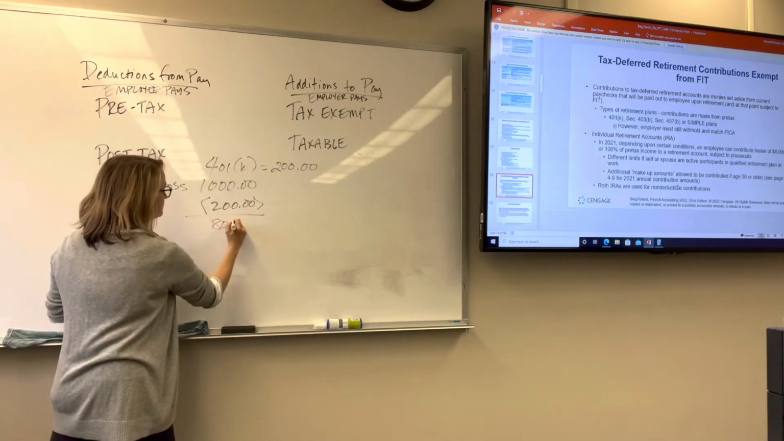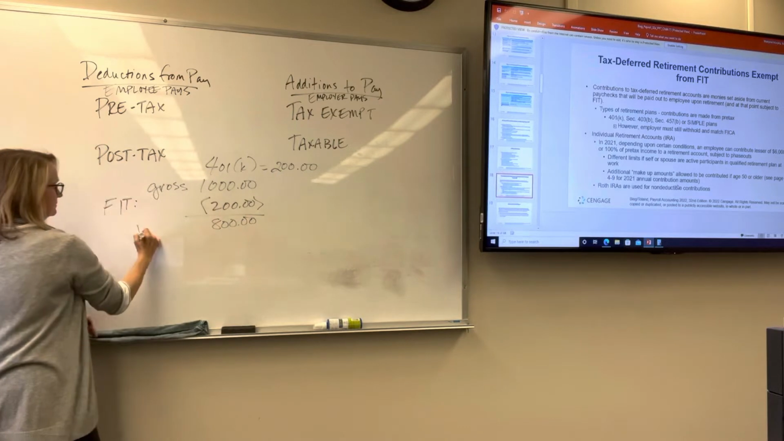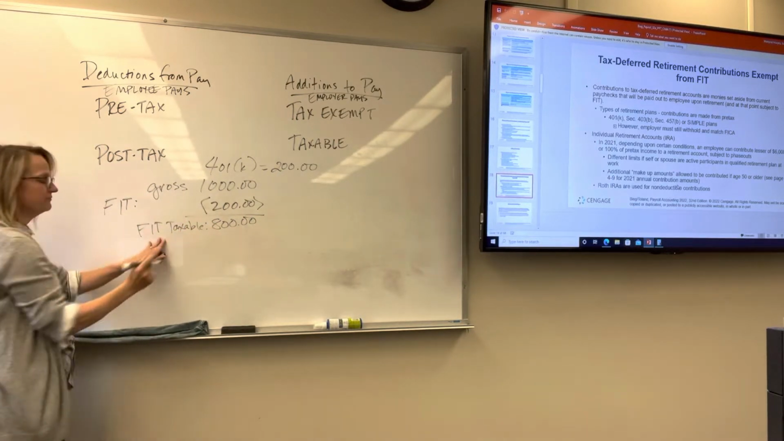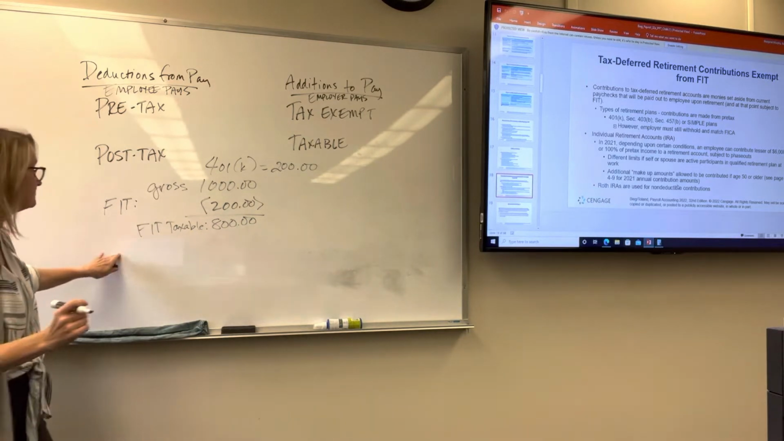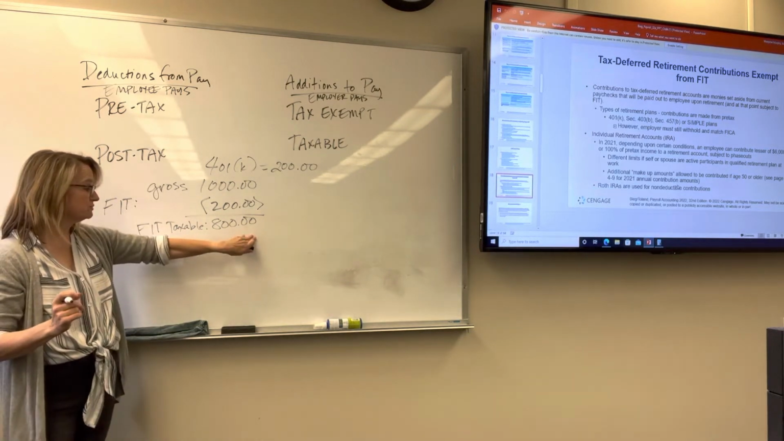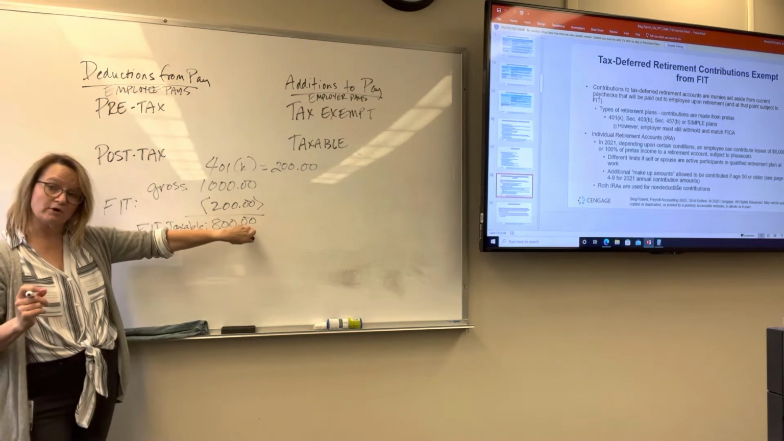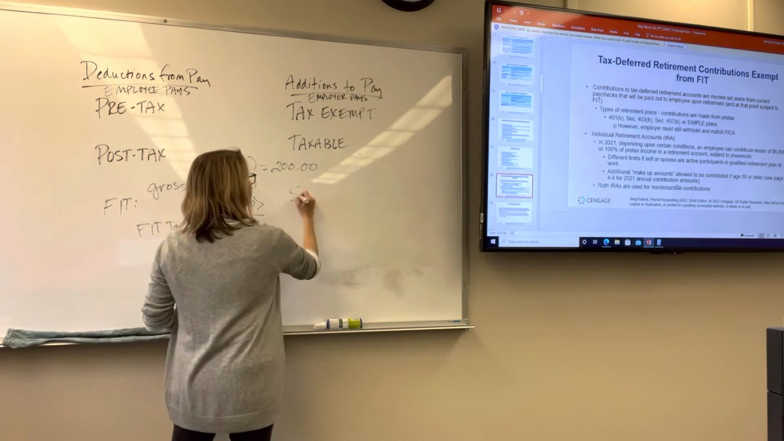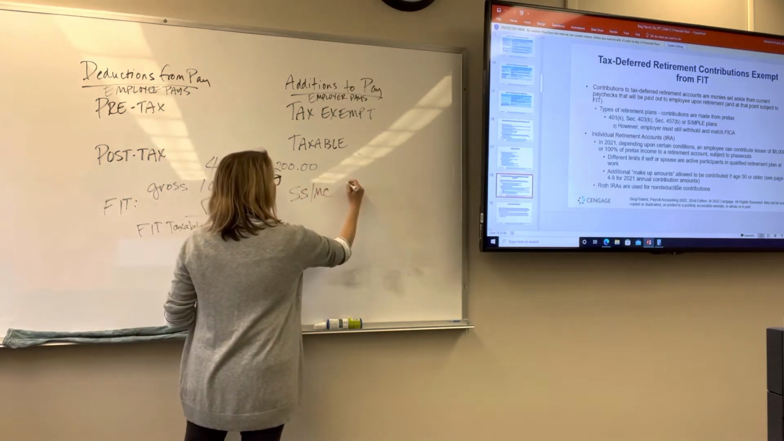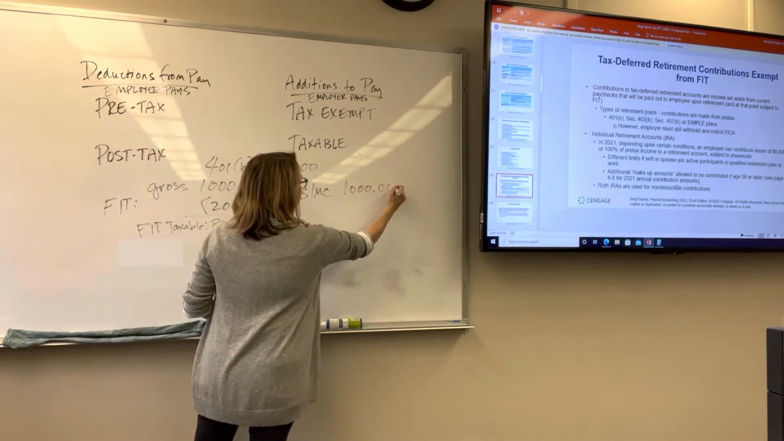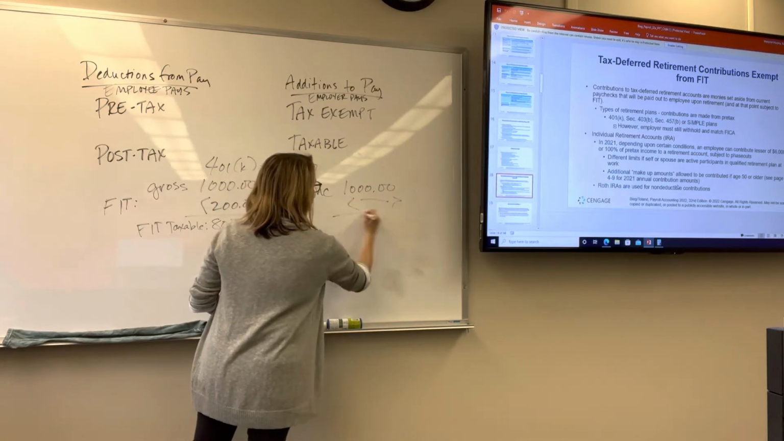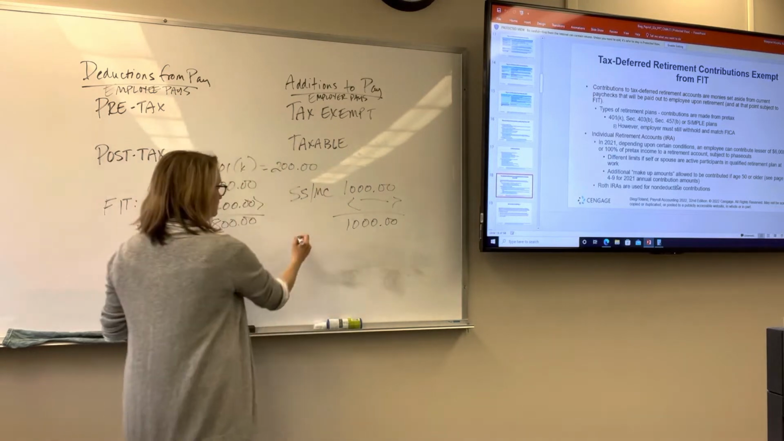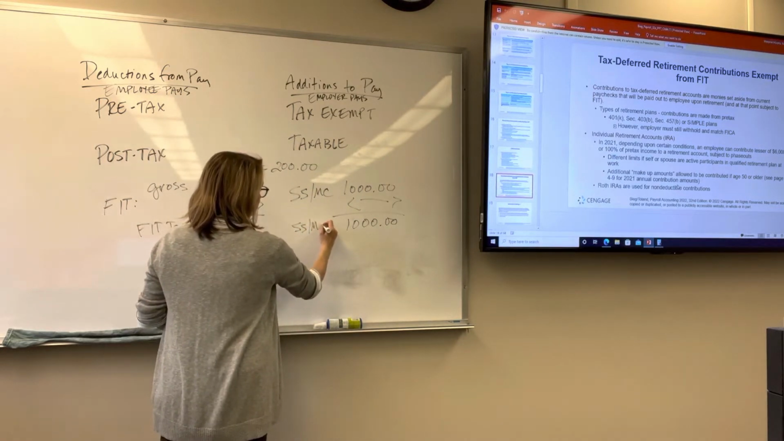So the taxable amount, and FIT is federal income tax. So the amount that's subject to tax for federal income tax purposes is $800, but for Social Security and Medicare tax purposes, we have no deduction. So all $1,000 is subject to Medicare and Social Security tax.